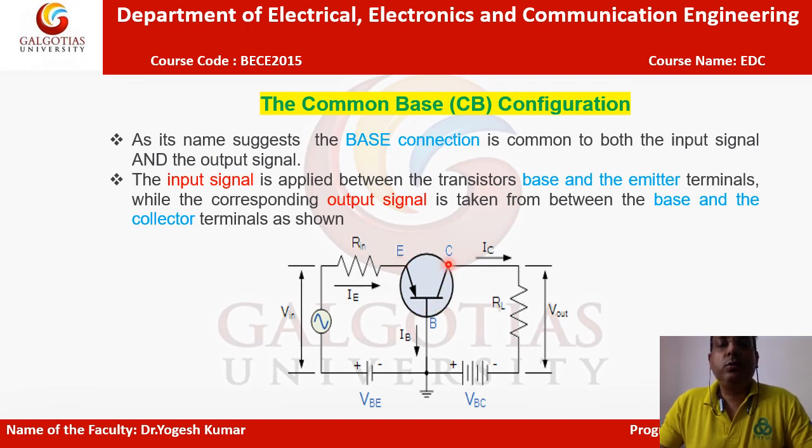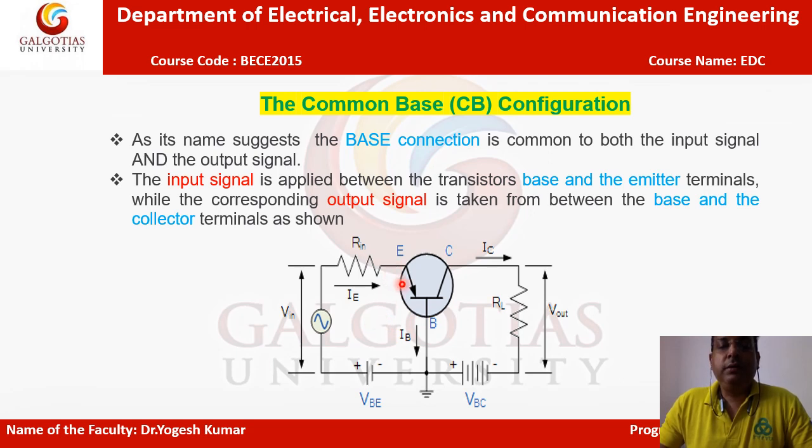Now why is it called common base? Because here you see we are applying the input VIN through a resistor between the emitter and the base terminal, and we are taking the output across the RL between the collector and base terminal. So we can see the base is common to both input as well as output. That's why it is called the common base configuration. Here one thing to remember: we have to make the input side forward biased and the output side reverse biased. Let's have a check.